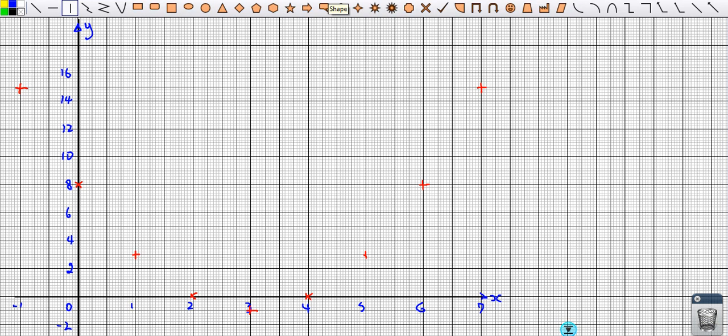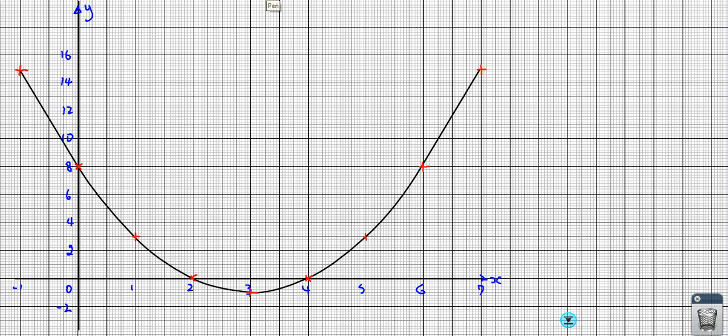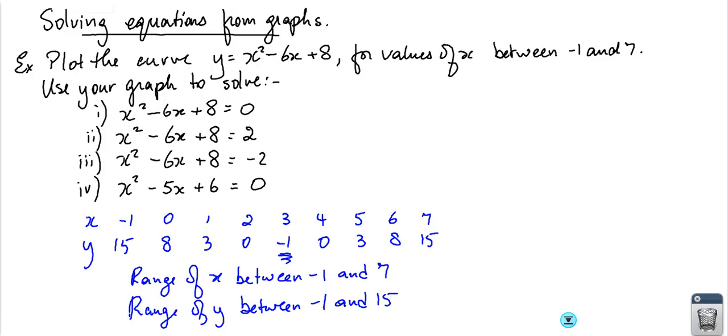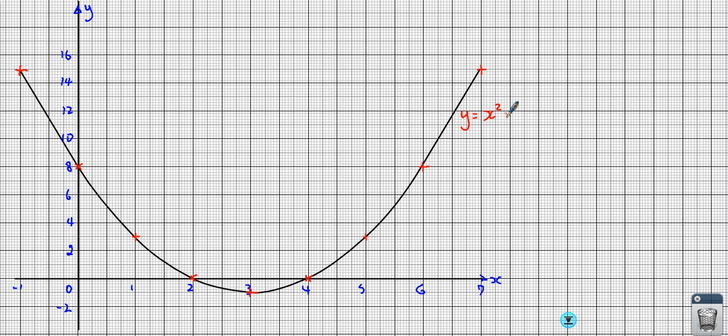So there's our curve. Okay, there's our curve. There's the curve for y equals x squared minus 6x plus 8. Okay, so that is our curve. Now we can start answering our questions.